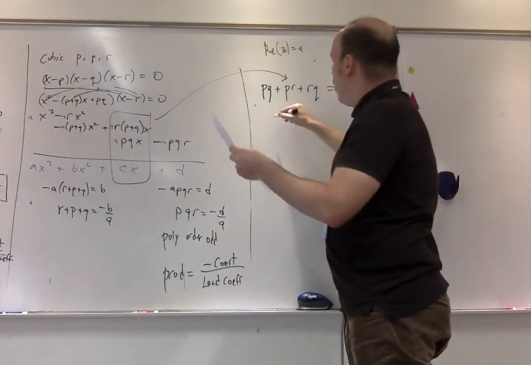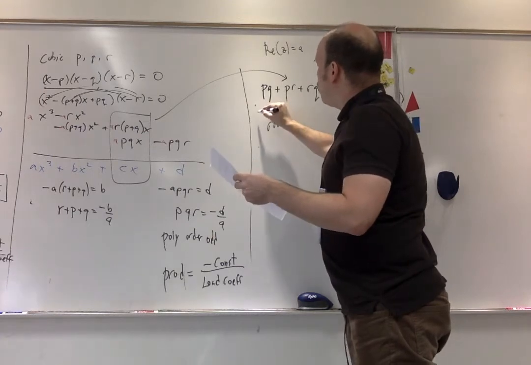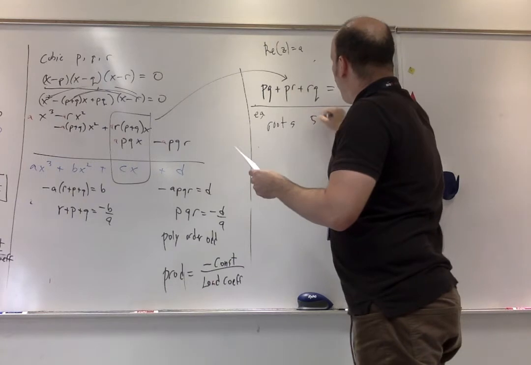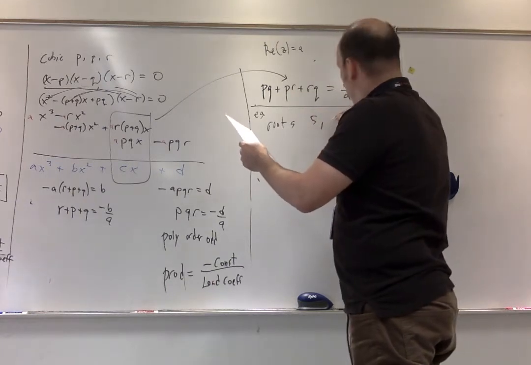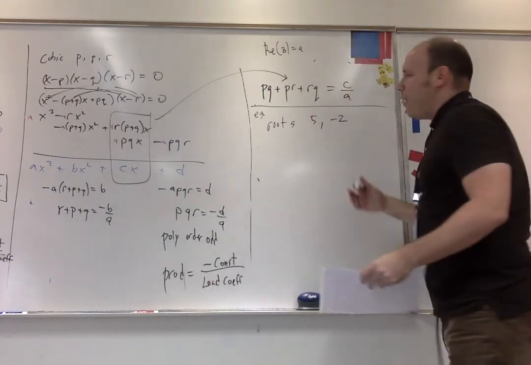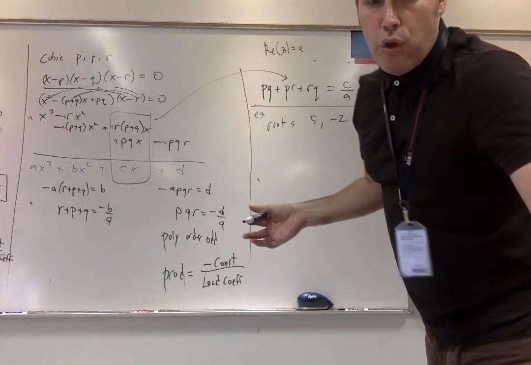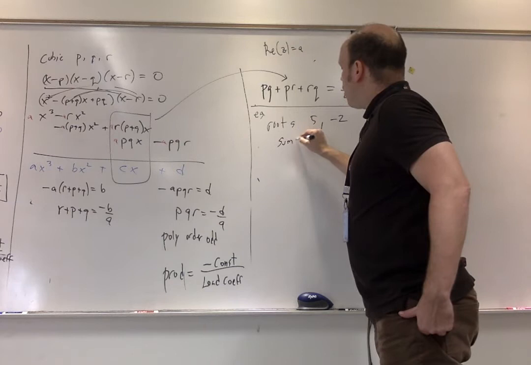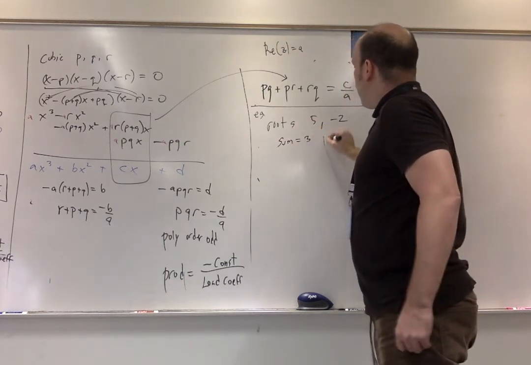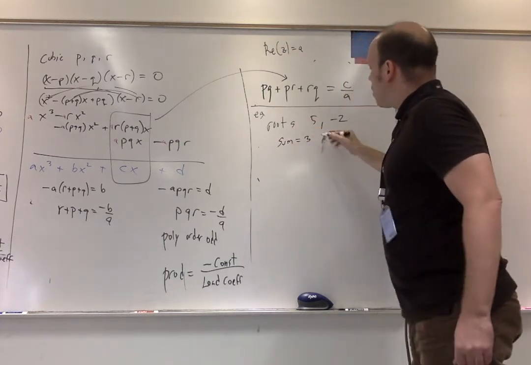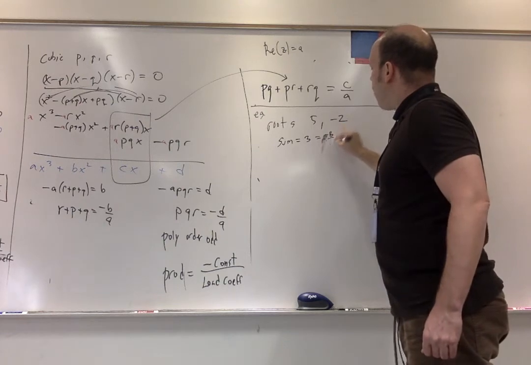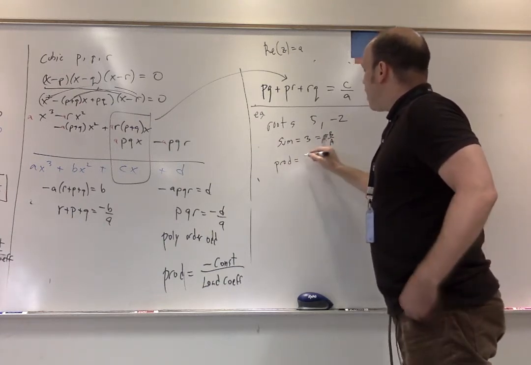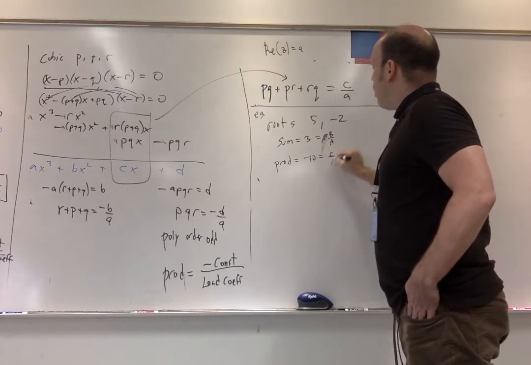The roots. So let's do some examples. The roots are 5 and -2. How do you find the quadratic? So you say, okay, the sum of the roots is 3, so that's -b over a. The product of the roots is -10, and that's c over a.